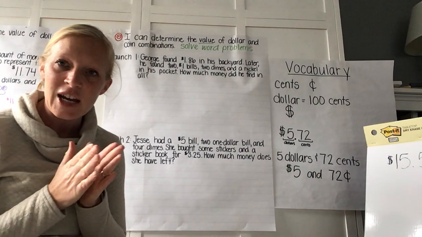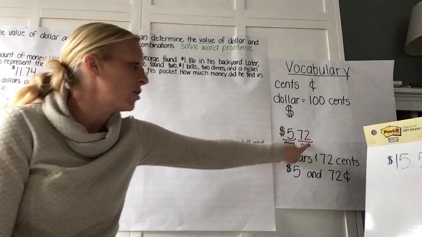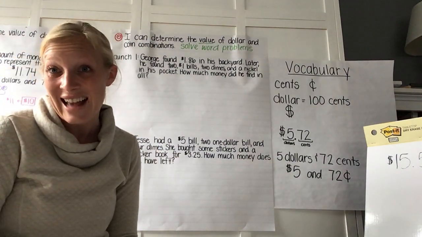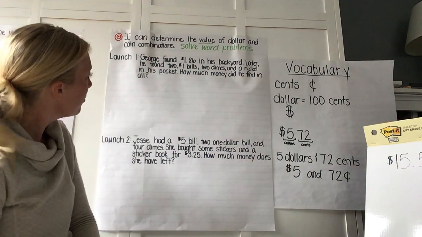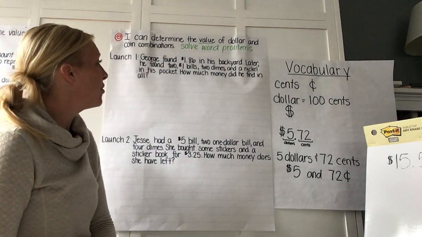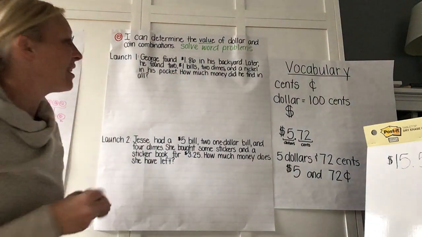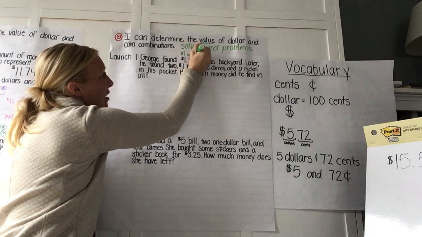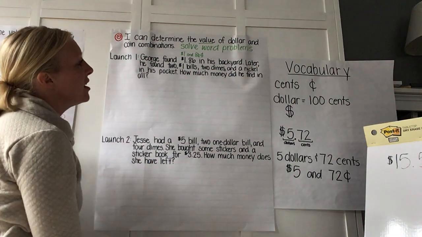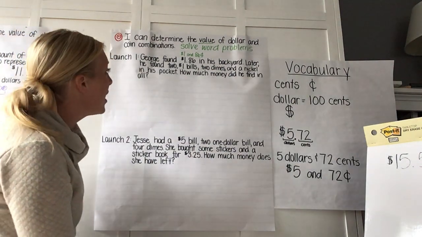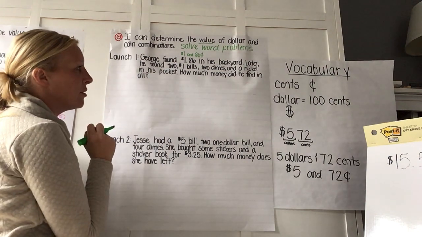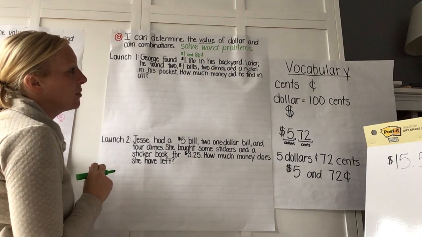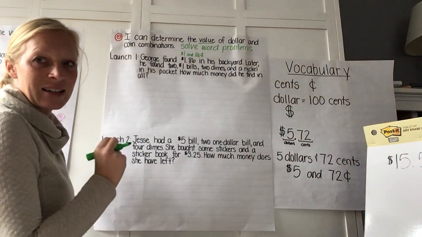So as we look at our work today, just know that we are going to see it written similar to this, but I will always try to break it down to look like this so that we know what it's asking us. Let's go ahead and look at our first problem. George found $1.86 in his backyard. Later, he found 2 $1 bills, 2 dimes, and a nickel in his pocket. How much money did he find in all?